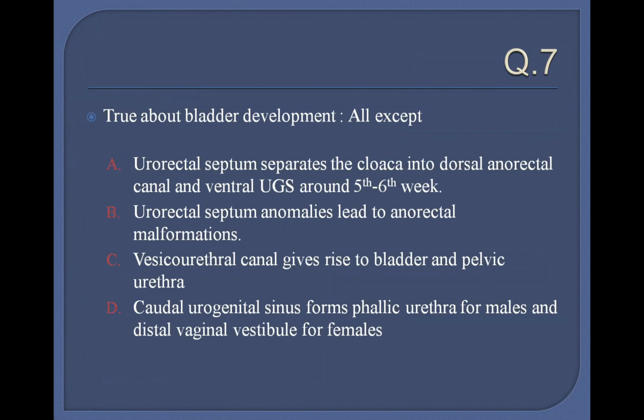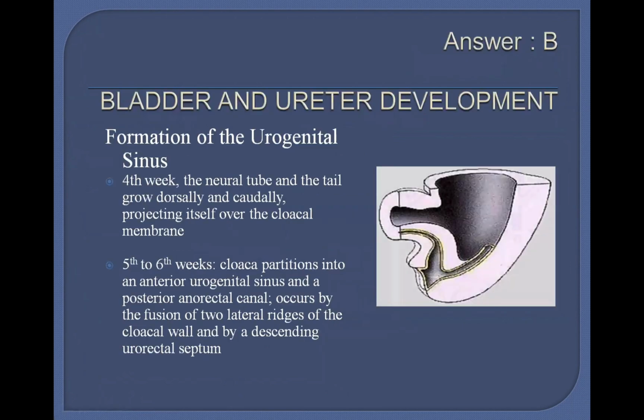All are true except one, so we have to find the false statement. Yes, B is the false statement. It is the cloacal anomalies which lead to anorectal malformations and not urorectal septum anomalies. The genital tubercle is the one that leads to the development of the phallus.